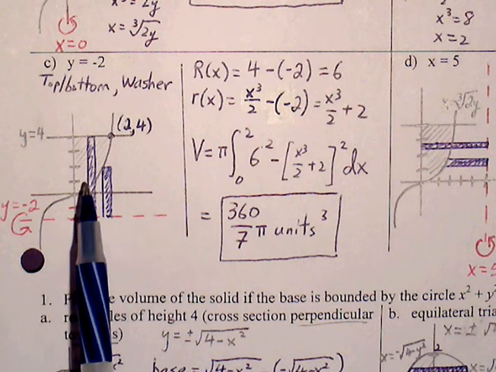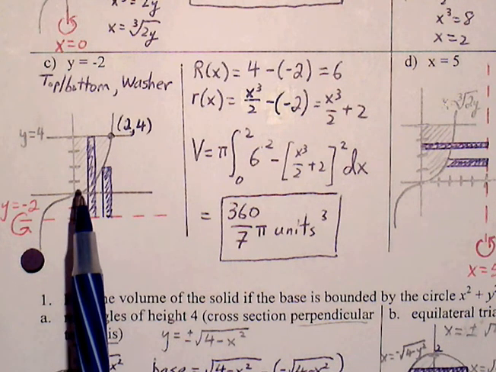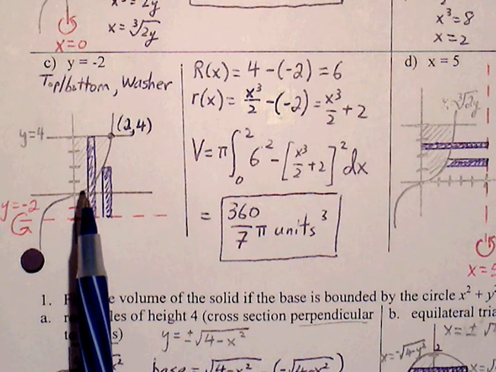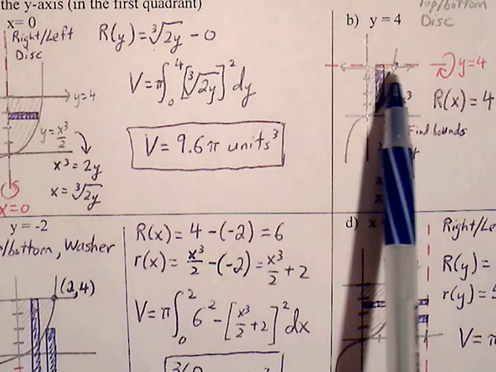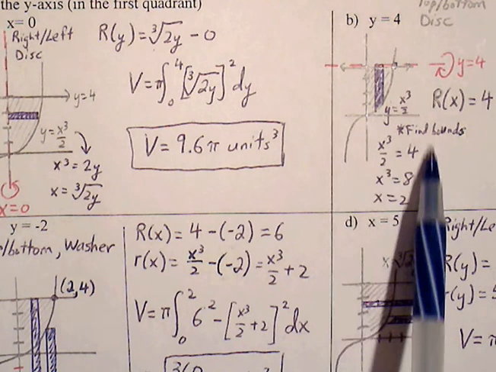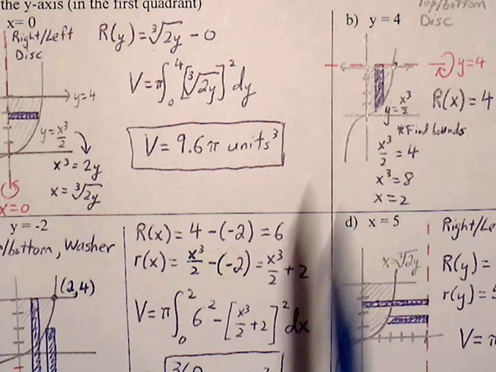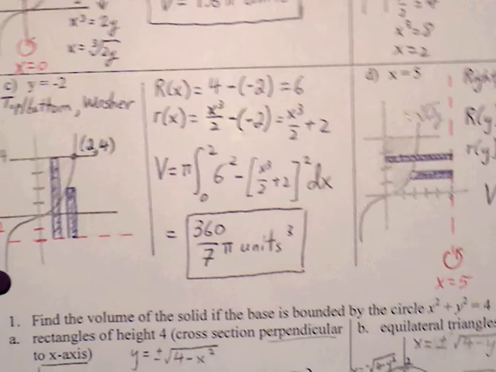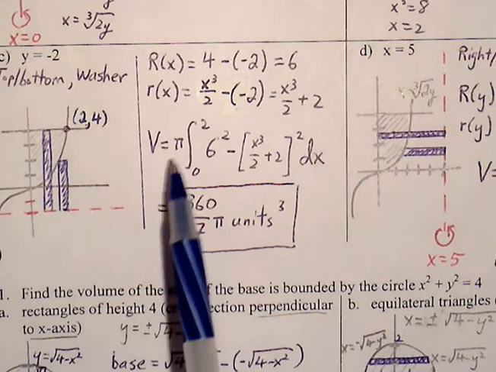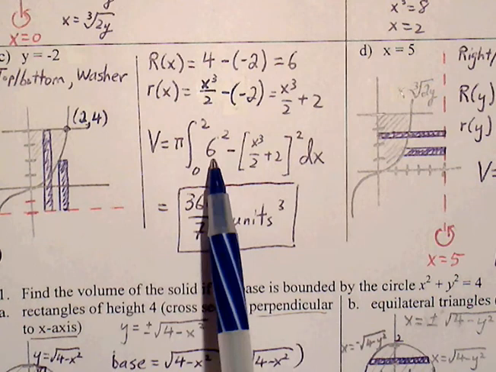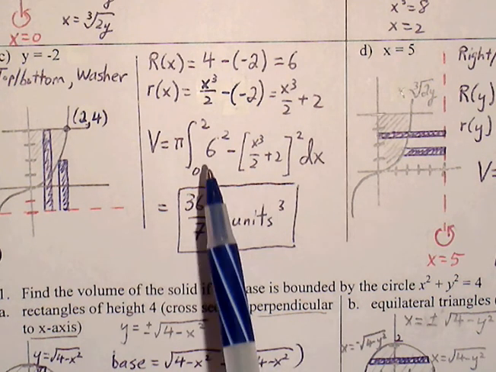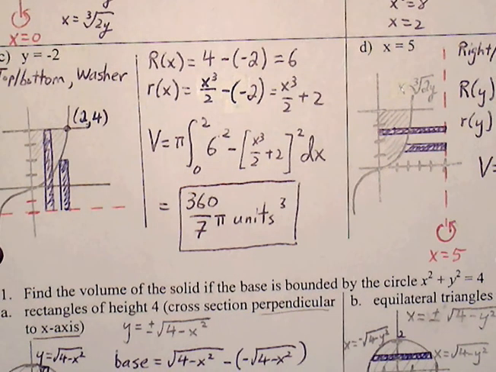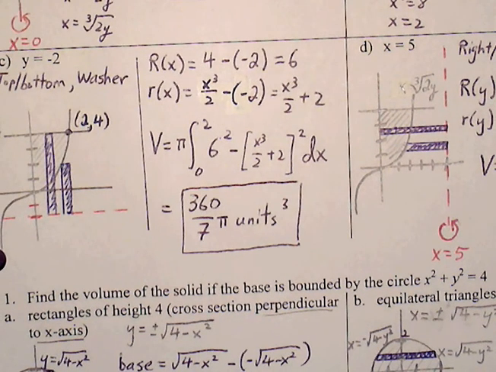Our bounds will stay the same as from part B, because we're talking about the same shaded region. So we're still going to go from 0 to 2. We solved for x before, so we'll use that information again. So our volume is pi big R squared minus little r squared from 0 to 2. And plug this in your calculator, you'll get 360 over 7 pi cubic units.